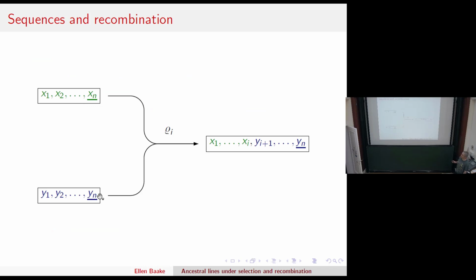More precisely, here is a situation where the last site is the selected one, that's why it has an underscore. And then recombination at site i means that this offspring copies the i head from the blue parent, the y, and copies the tail from the green parent, the x, and that happens at rate rho_i.